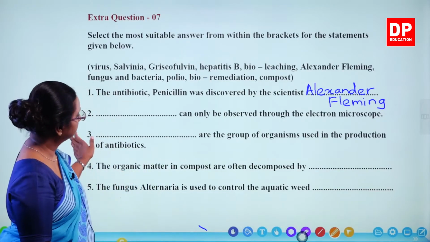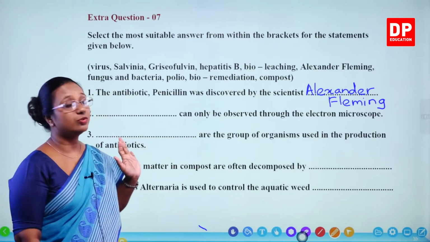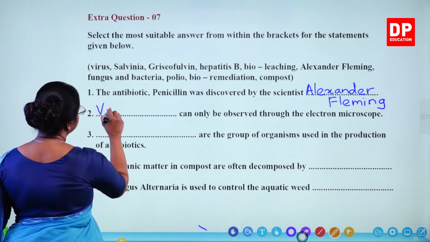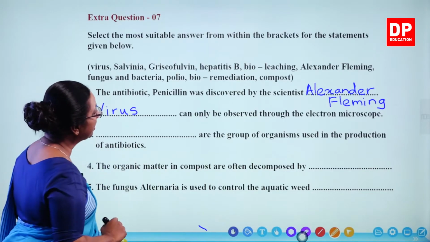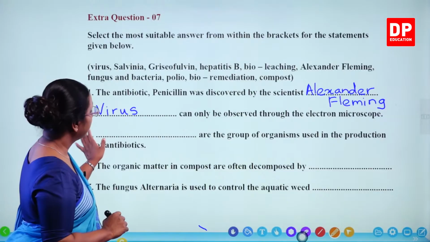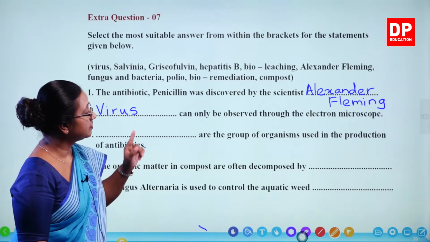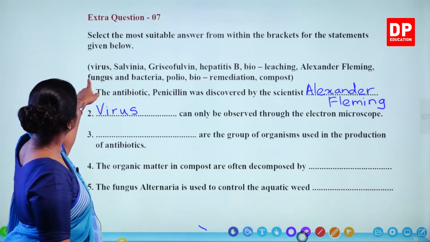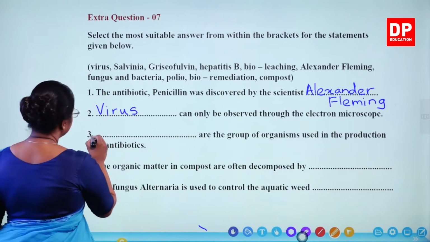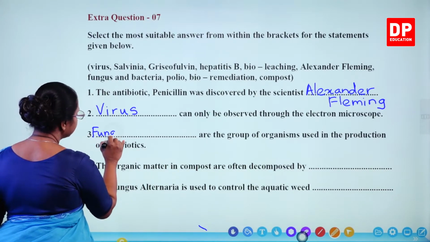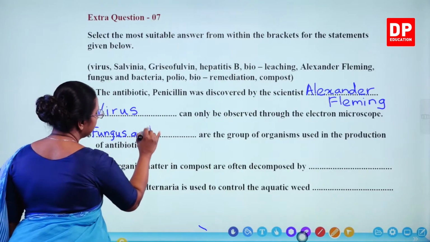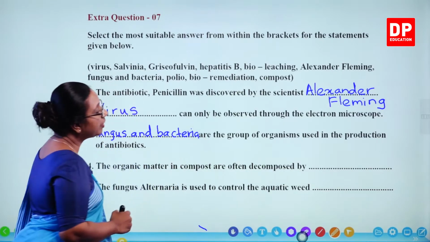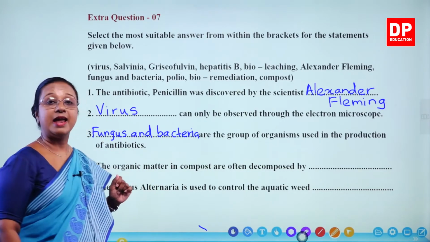Then the next one. Blank can only be observed through the electron microscope. Again, you know it has to be the virus. Virus can only be observed through the electron microscope. Blank are the group of organisms used in the production of antibiotics. There are two groups. What are they? The fungus and bacteria. So here it has to be fungus and bacteria.